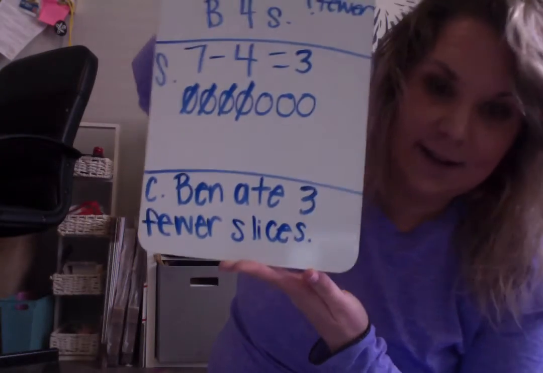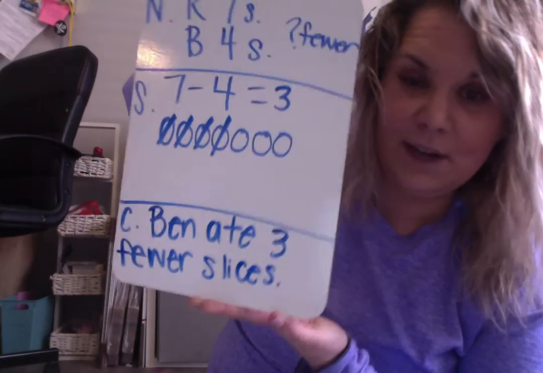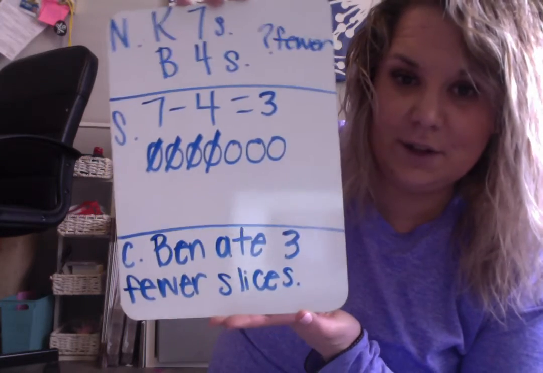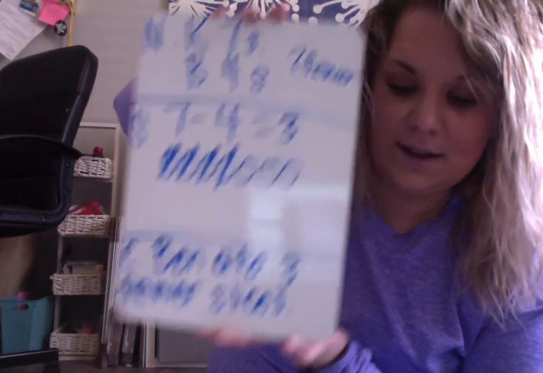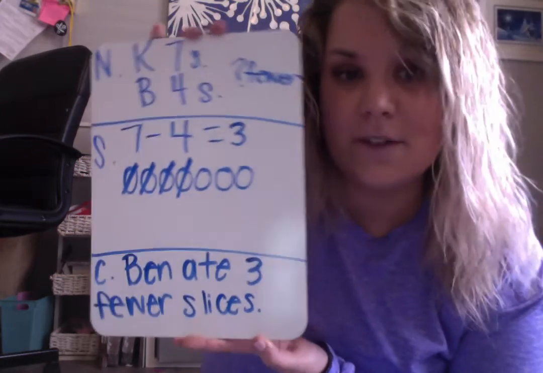ate 3 fewer slices. Period. Because, again, complete sentence. I don't need to write anything more than that. I'm communicating what I just solved efficiently. So Ben ate 3 fewer slices. And that is one way you could solve this story problem.